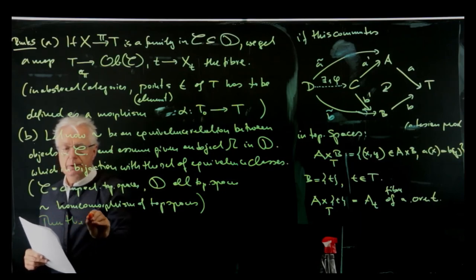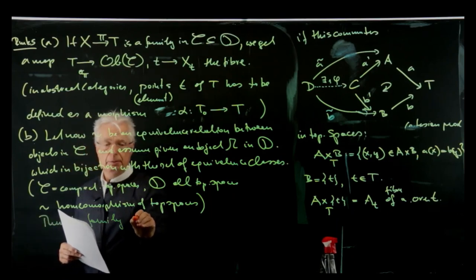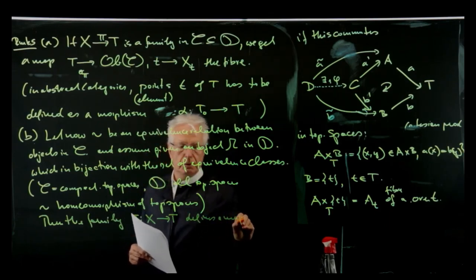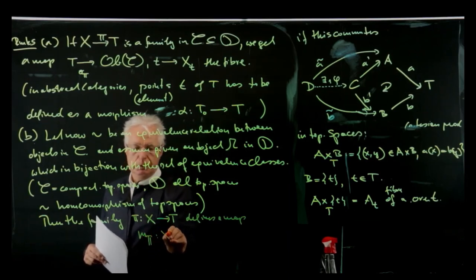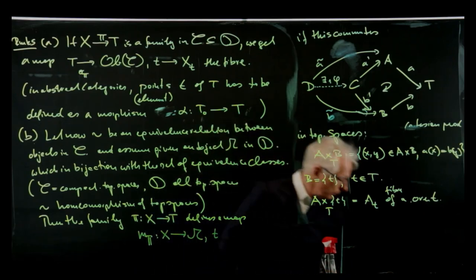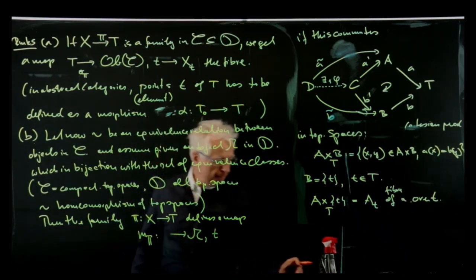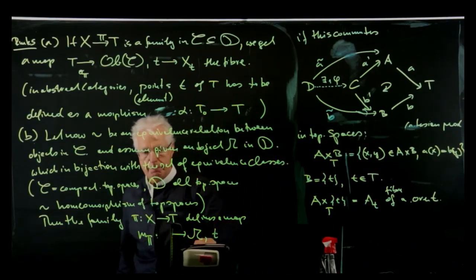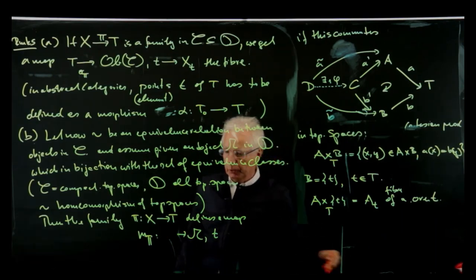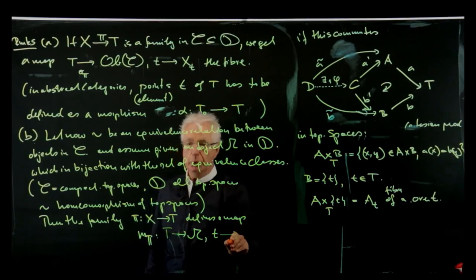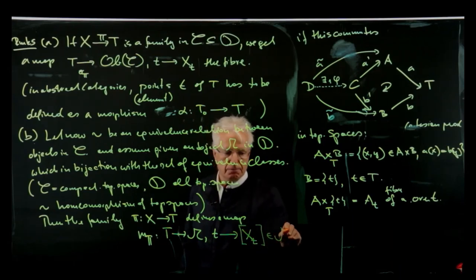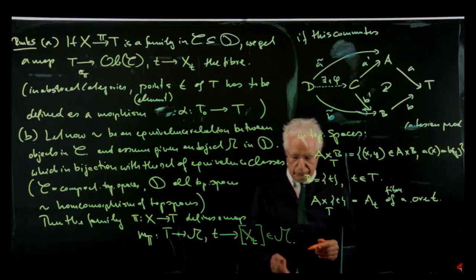then the family, it's pi from x to t, defines a map, which I now call small m pi, which goes from t to m, of course. This goes from T to M, and t just goes to the fiber of the family, but now we take the equivalence class. Okay. And of course, this gives rise to a commutative diagram.